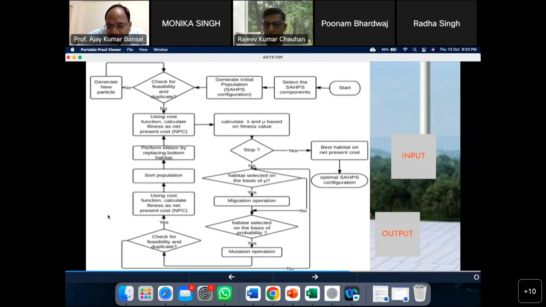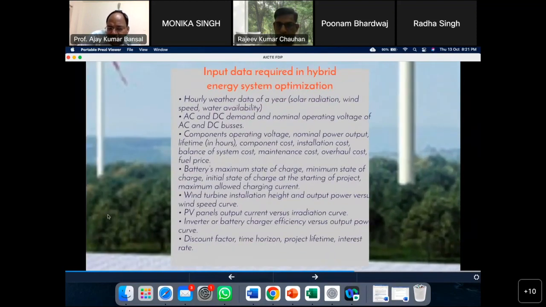If the result has converged, we stop; else we select the habitats on the basis of mu. Then we perform the migration operation, and then select the habitat or particle for the mutation operation. Then we again check the feasibility of that component configuration, and using the cost function we again calculate the net present cost. Then we sort the population and do the elitism operation, where we keep only the top solutions and discard the bottom solutions.